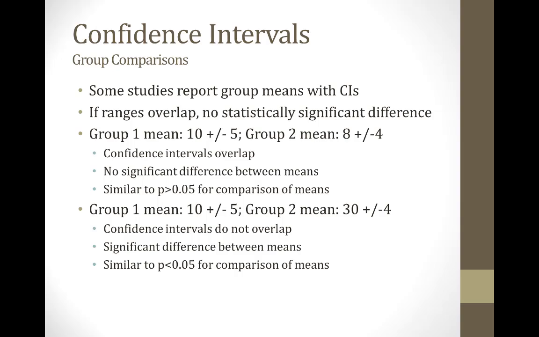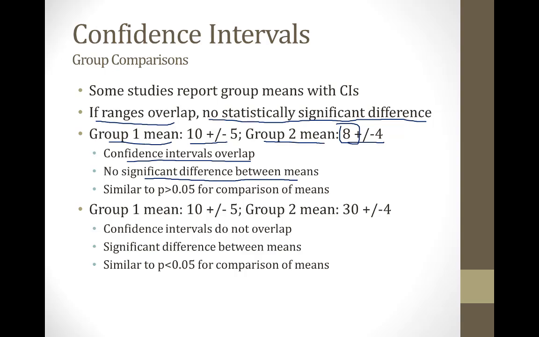Another way that confidence intervals are important for group comparisons is if the ranges overlap. The key point here is if the ranges of two groups overlap, there is no statistically significant difference. Suppose, for example, that group 1 had a mean of 10 plus or minus 5, and group 2 had a mean of 8 plus or minus 4. You can see that 10 plus or minus 5 goes from 5 all the way up to 15, and that includes the number 8 in the second group. So these confidence intervals overlap. When this occurs, there's no significant difference between means. This is very similar to a p greater than 0.05 for a comparison of means.